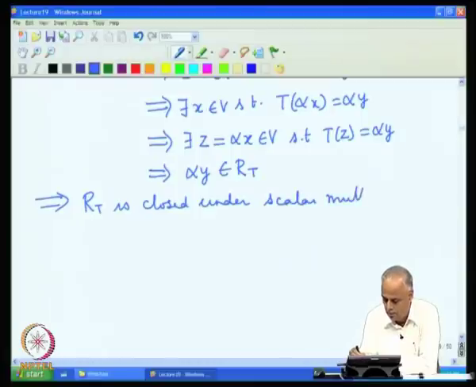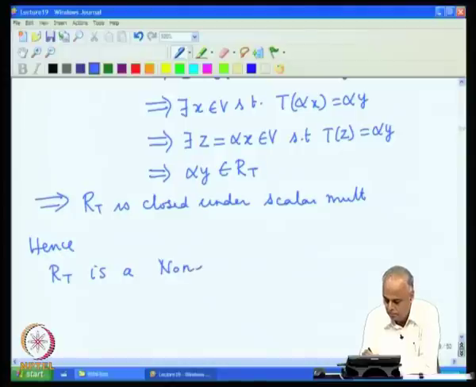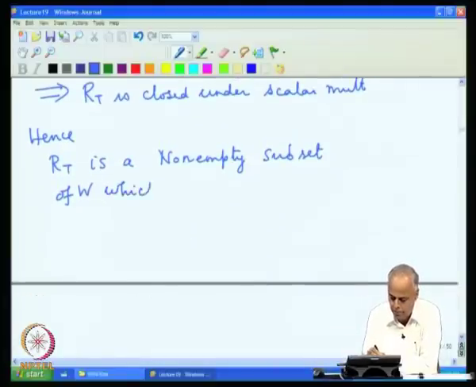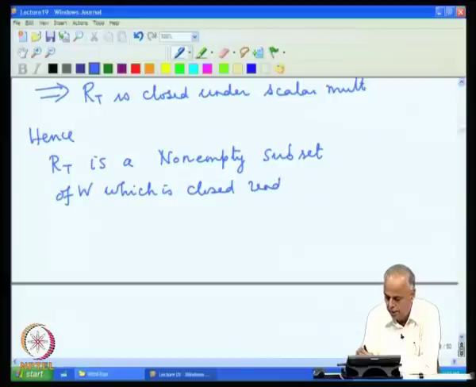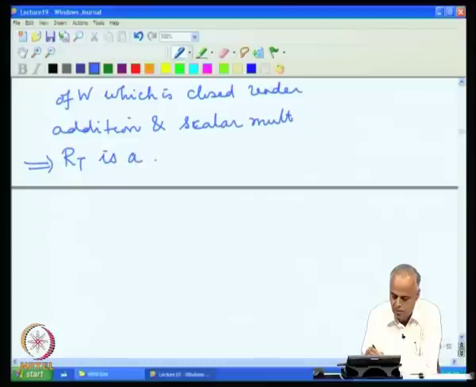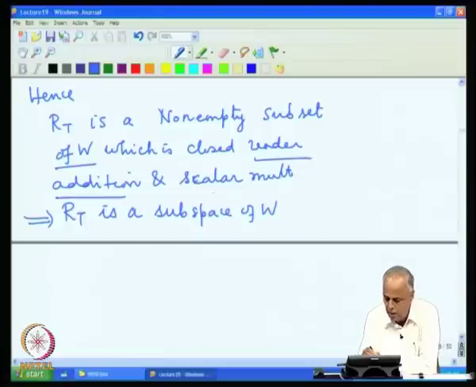Thus, we have R T is a non-empty subset of W, which is closed under addition and scalar multiplication, which means R T is a subspace of W. So, R T is a non-empty subset of W, which is closed under addition and scalar multiplication, and hence R T is a subspace of W.